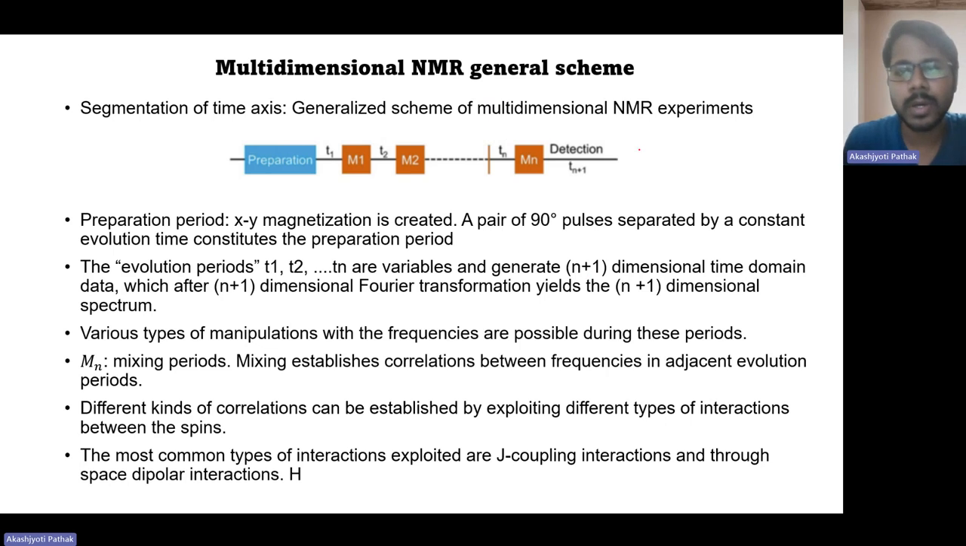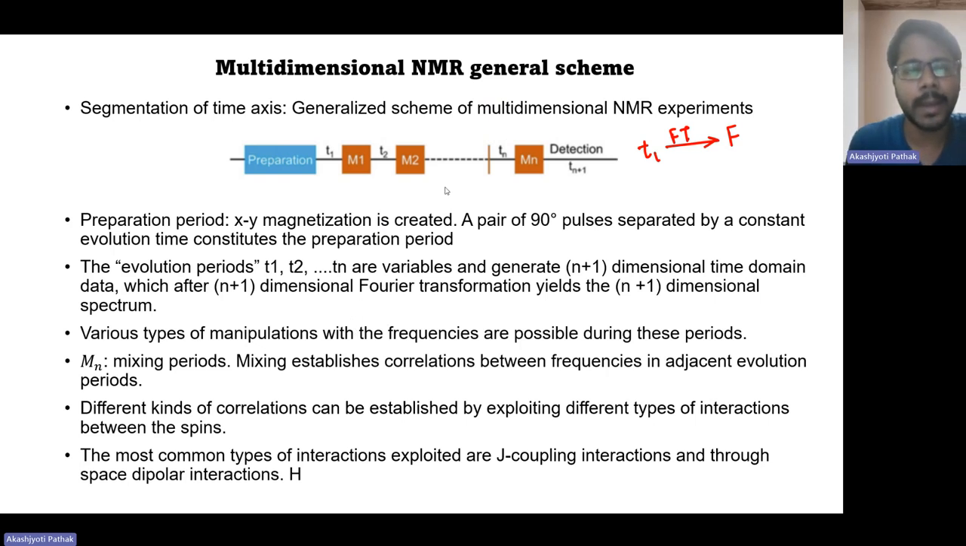Right. So you collect the data in the time domain and then you Fourier transform it to get the data in the frequency domain. There are various types of manipulations of the frequencies possible during these periods. In the evolution periods T1, T2 up to Tn, what is allowed is the manipulation of the frequencies during these periods.